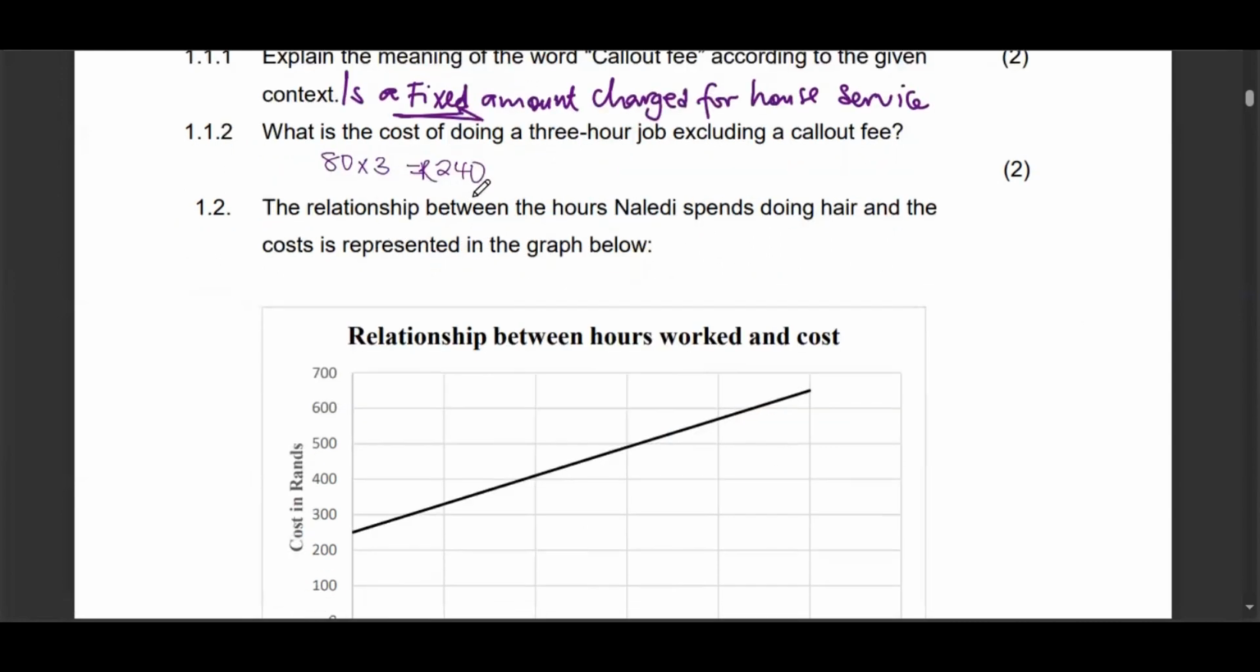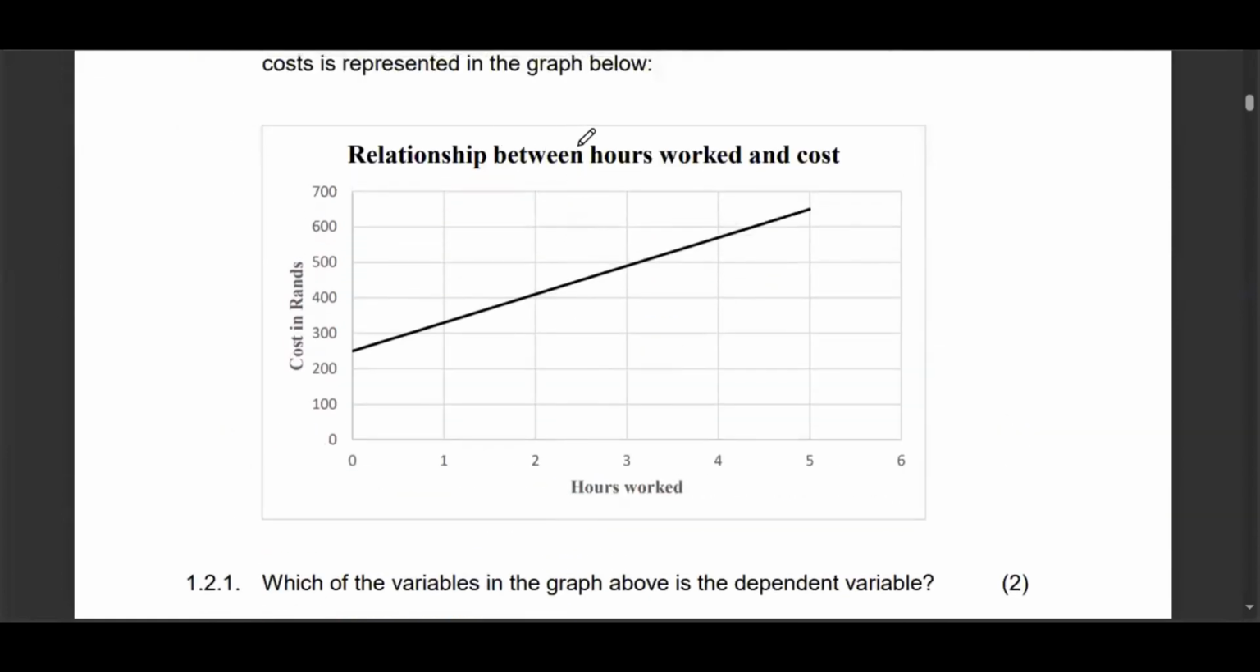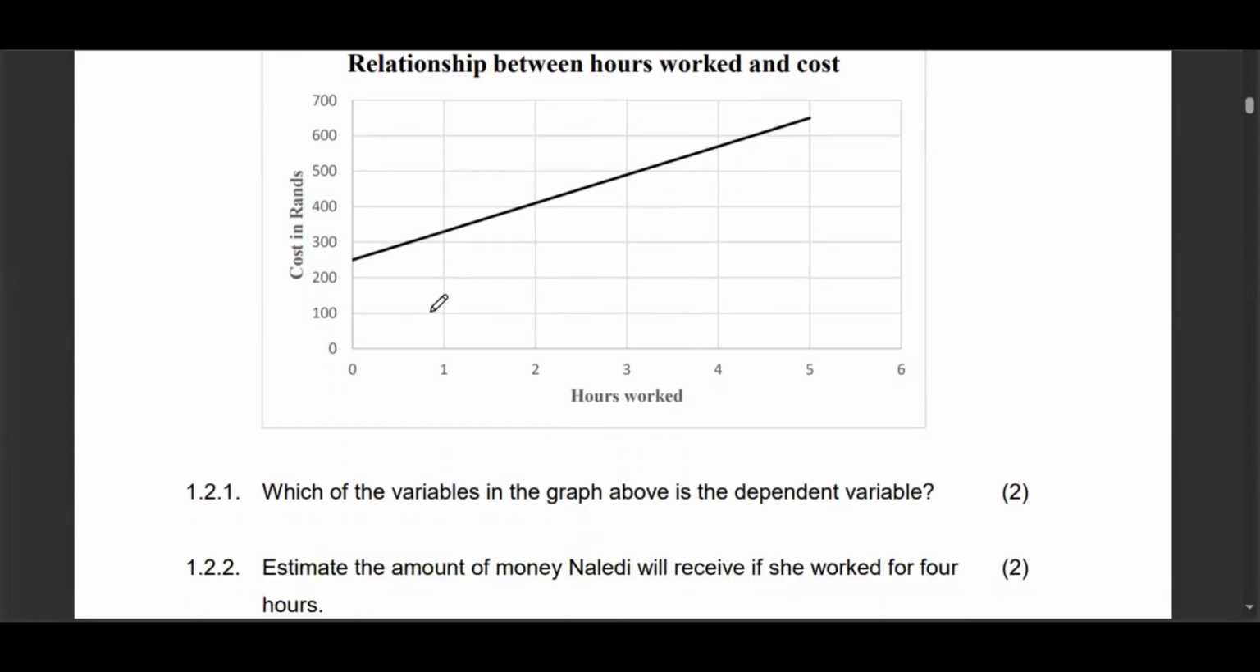It says the relationship between hours that she spends doing the hair and the cost is represented in the graph below. The relationship between hours and cost. All right. This is the y-axis, and this is the x-axis. On the x-axis, we have hours worked. On the y-axis, we have costs in rands.